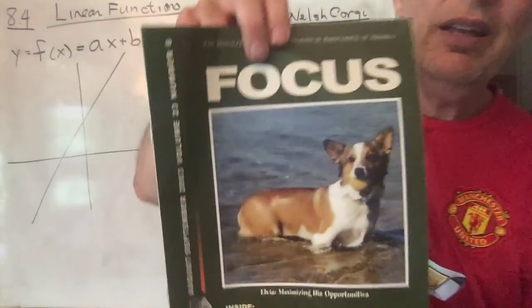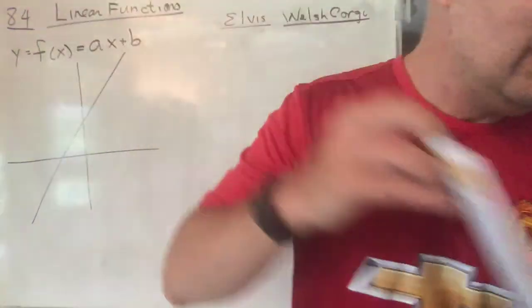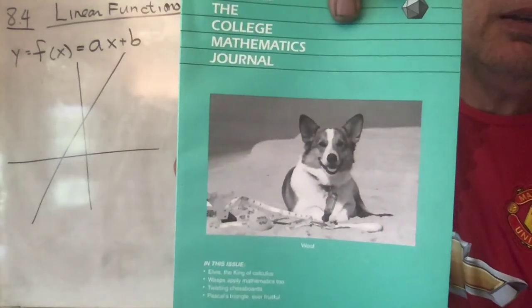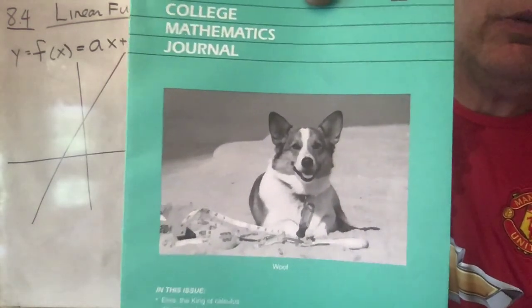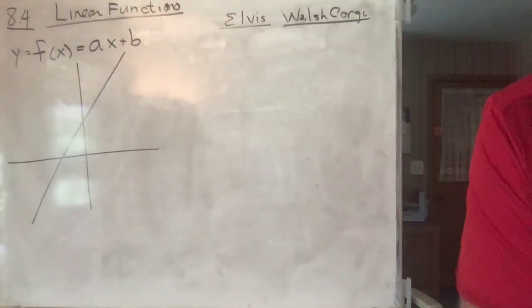Here's a picture of Elvis on the front of a math journal, the ball in his mouth. This was the original journal right here, where he's at the beach with the ball and tape measure and Phillips screwdriver, everything else.